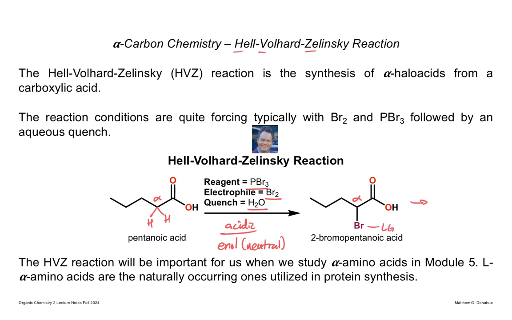And then historically what this was used for was to make alpha amino acids. Because now you can displace, say with a nitrogen source, and then you can ultimately carry that on to an amino acid. And that's how classically people used to make those.